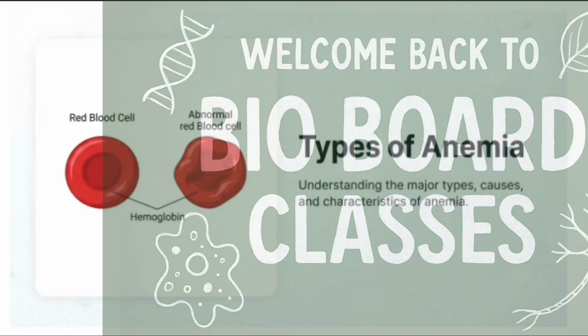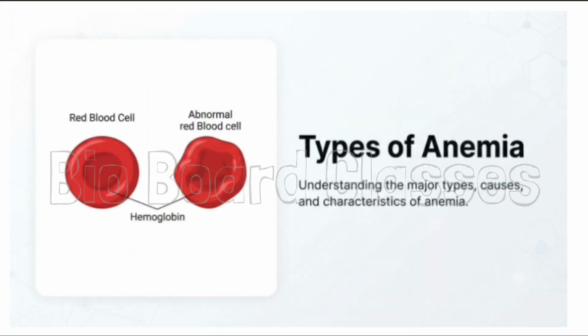Today we are going to learn about anemia and its different types. Anemia is a condition in which the blood does not carry enough oxygen to meet the body's needs. This can happen because the body has too few red blood cells, the red blood cells do not contain enough hemoglobin, or the cells are being destroyed or lost faster than they can be replaced. In this video, we will understand the major types of anemia, their causes, and their basic features.